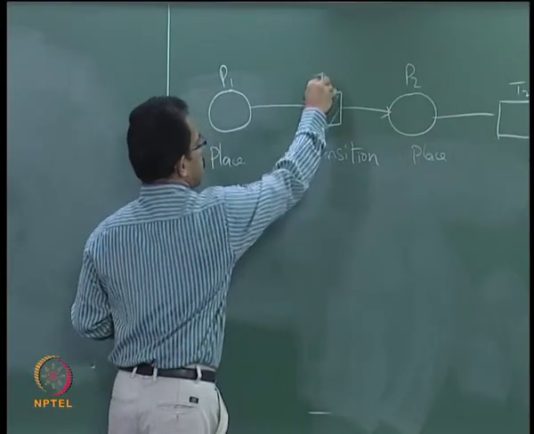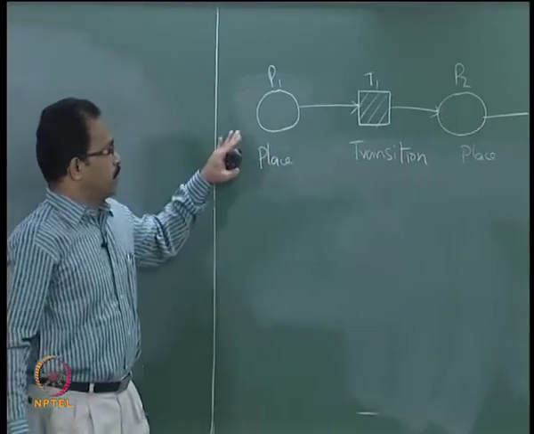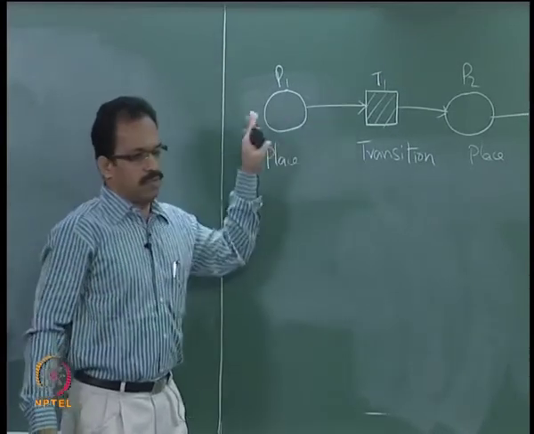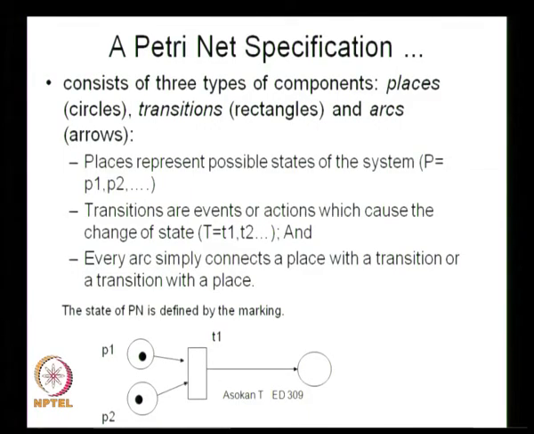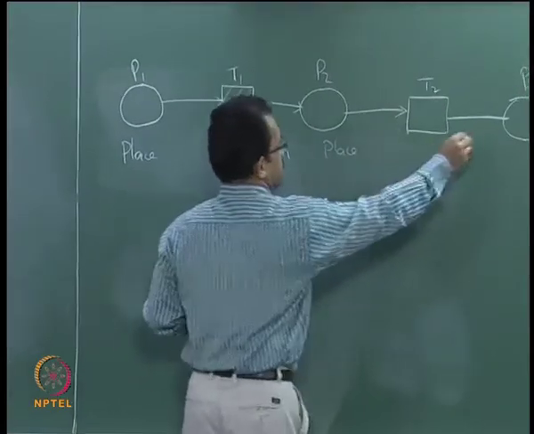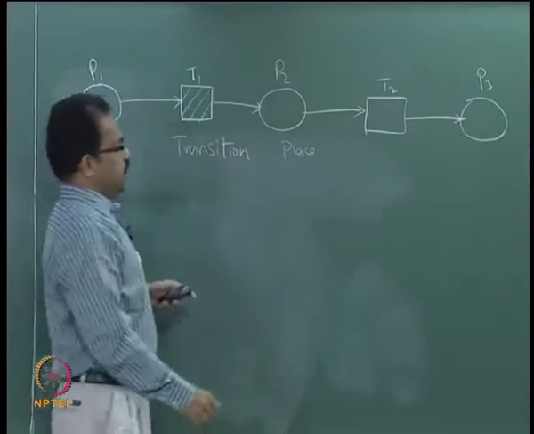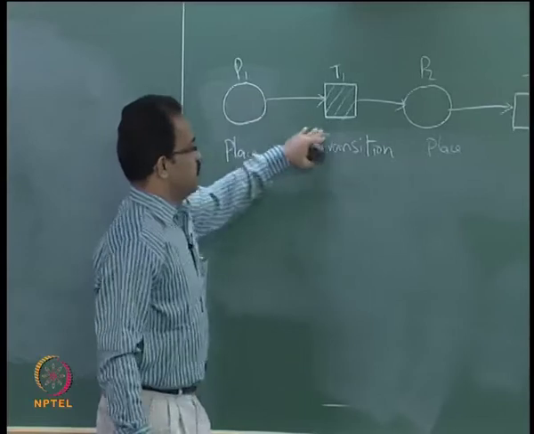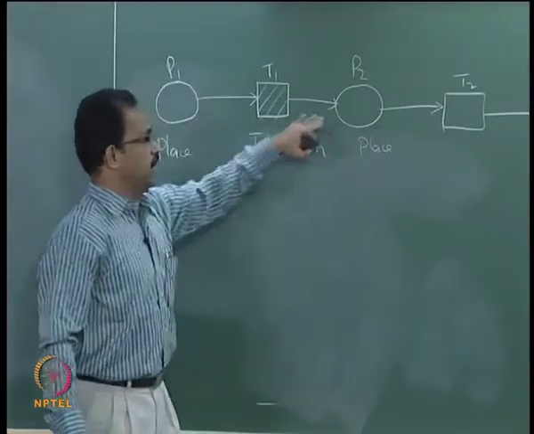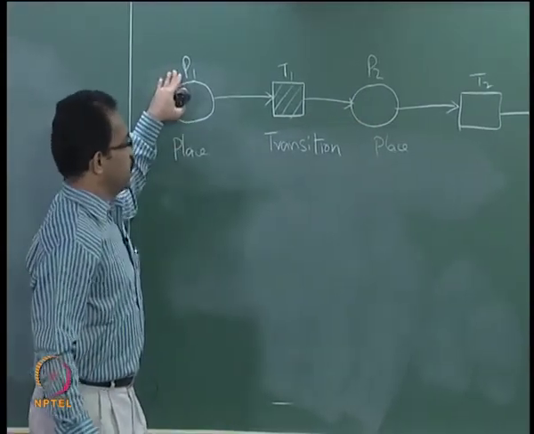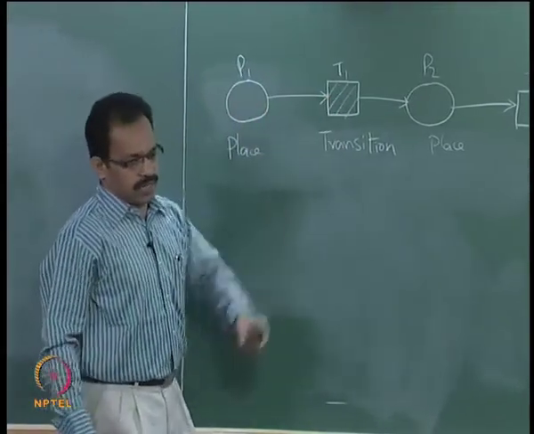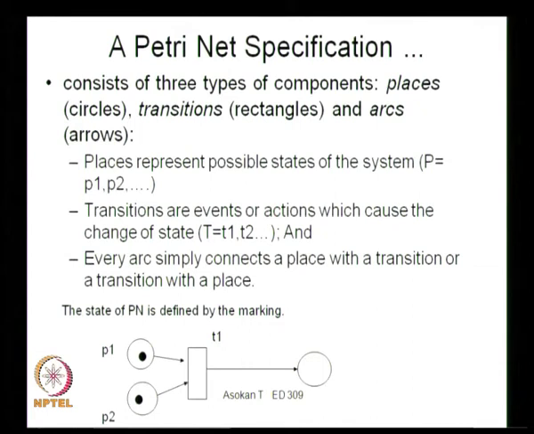So the transitions are what actually make the place value or the status change from one to the other. Every arc connects a place with a transition, or a transition with a place. So that is the arc. So we have the state, transition, and arc: places represent the states P1, P2, P3, and a transition represents the change from one state to another. And the state of a Petri net is defined by the marking.